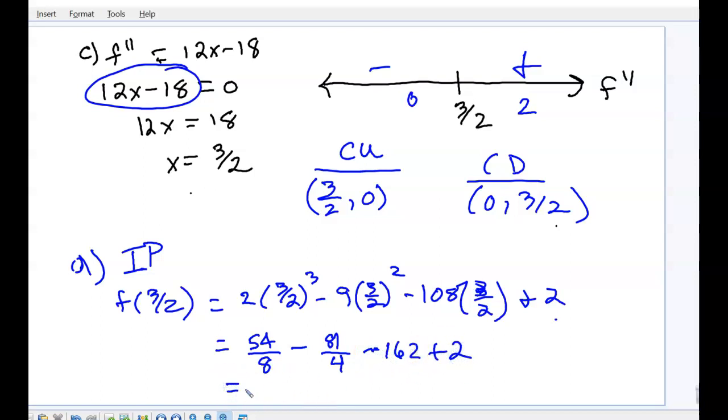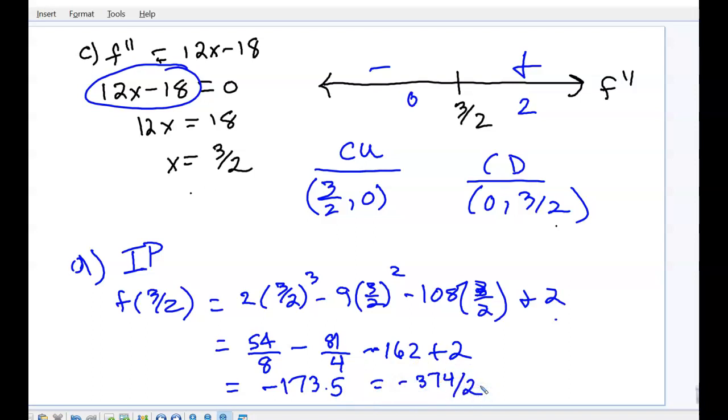And if I work this all out and get a common denominator and find the final answer, I'll just work it out here quickly, it ends up being negative 173.5. And if I write that as a fraction, it's going to be equal to negative 347 over 2.